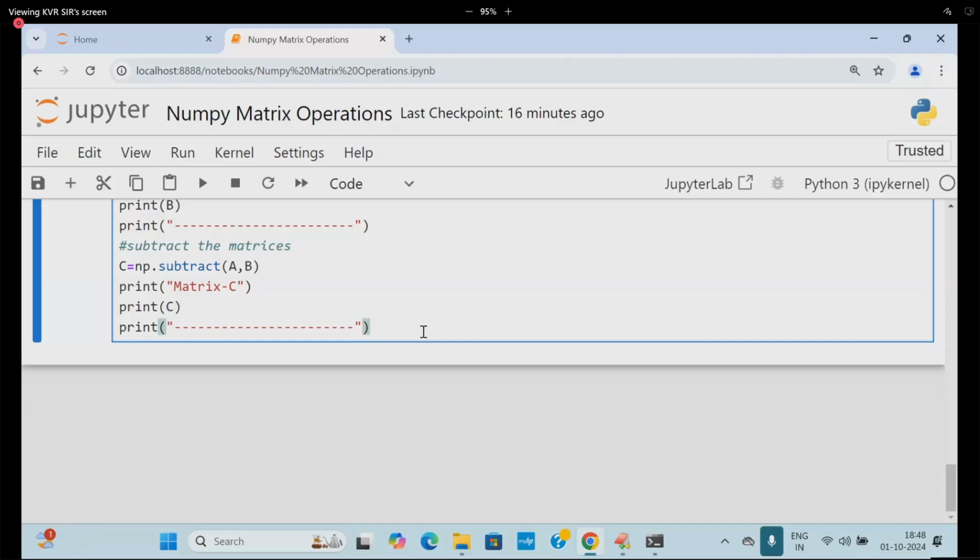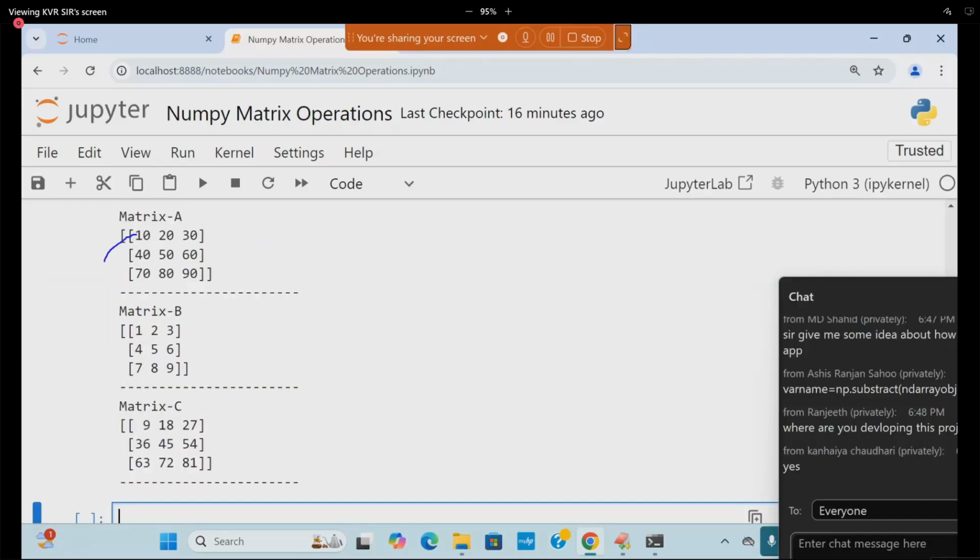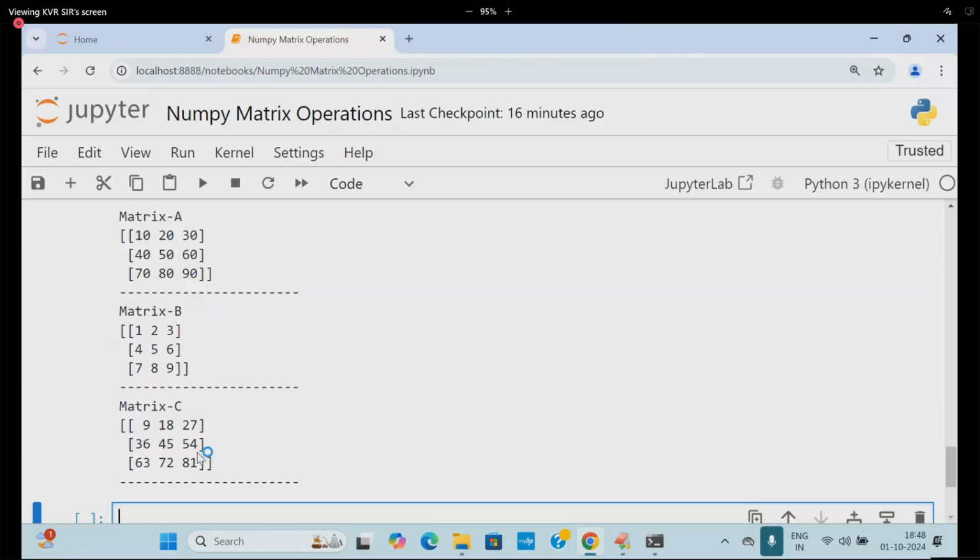Now I'm going to give you this. Are you getting this? 10 minus 1 is called a 9, and 20 minus 2 is 18. 90 minus 9 is called what? 81. Is it called element wise subtraction or not? All these things I'm giving with complete information for you.